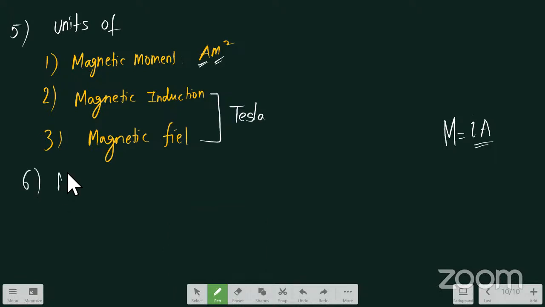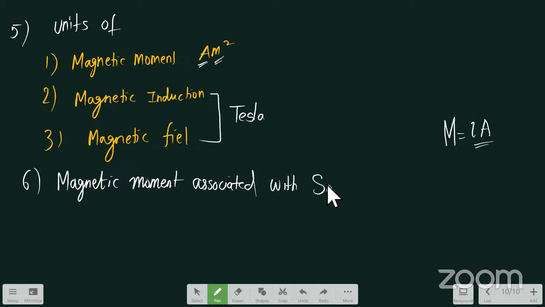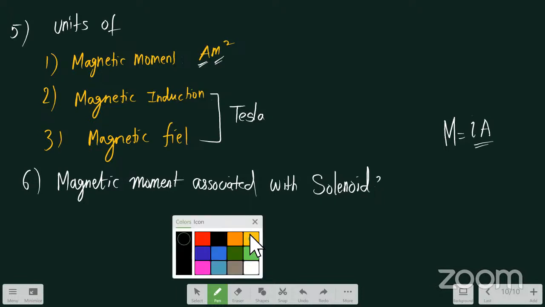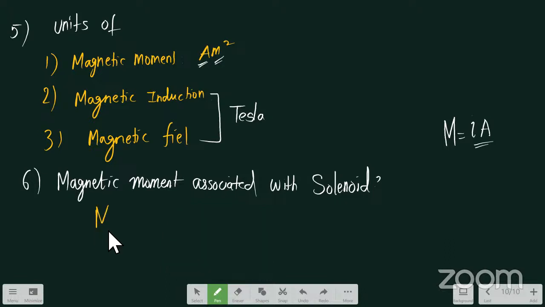Magnetic moment associated with solenoid. Just now I have written the formula for magnetic moment. What is the formula for magnetic moment? M is equal to NIA.